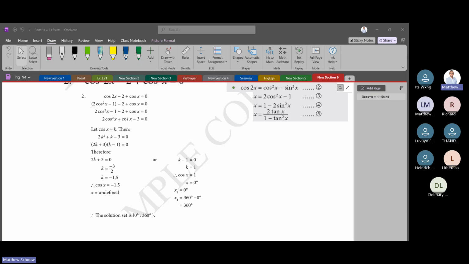What I do recommend, immediately right now or later on, is to go to the past papers, maybe 2023 or 2024. Just take 2023 maybe. Choose all the questions in the trig section, you know what I mean? And then just solve them.